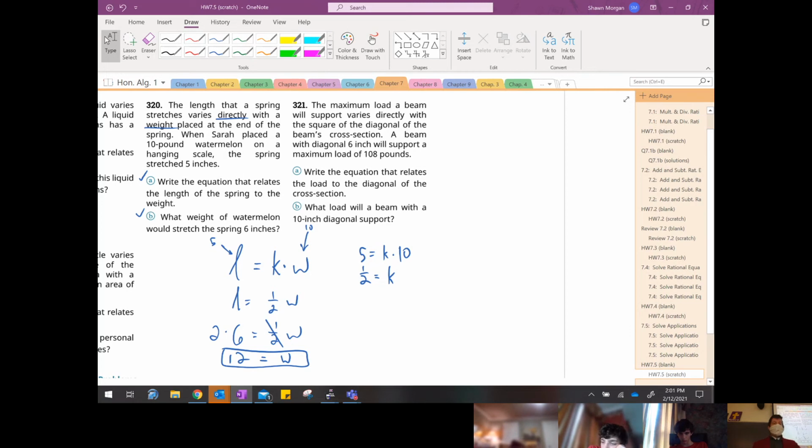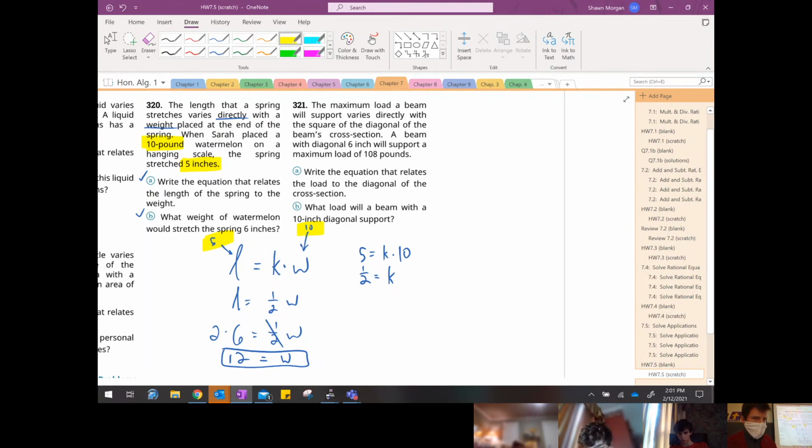And then they gave me an initial condition. They said, when you're hanging a 10-pound watermelon from the spring, it stretches it down 5 inches. So 10 pounds goes in for W, 5 goes in for L, and we solve for our constant. That factor winds up being a half. Then we write our equation, L equals 1/2 W. And then we plug in that final bit. How much watermelon would it take to stretch the spring down to 6 inches? We plugged in 6 for L, multiplied both sides by 2, and got a watermelon that weighs 12 pounds.